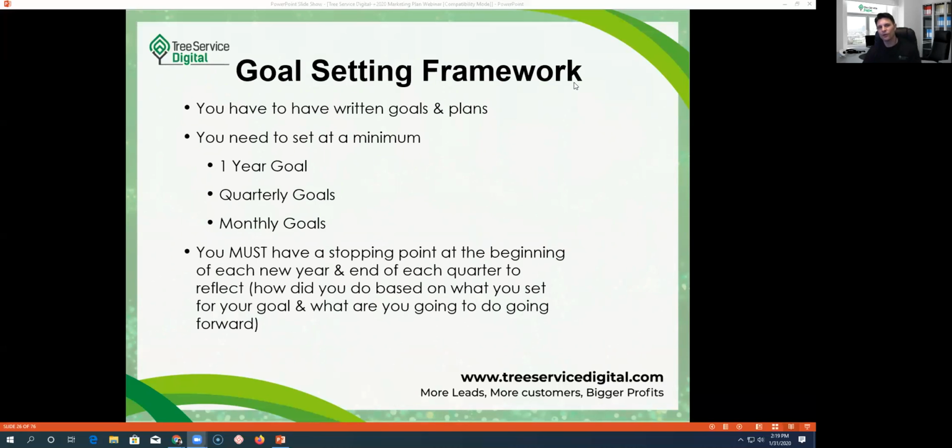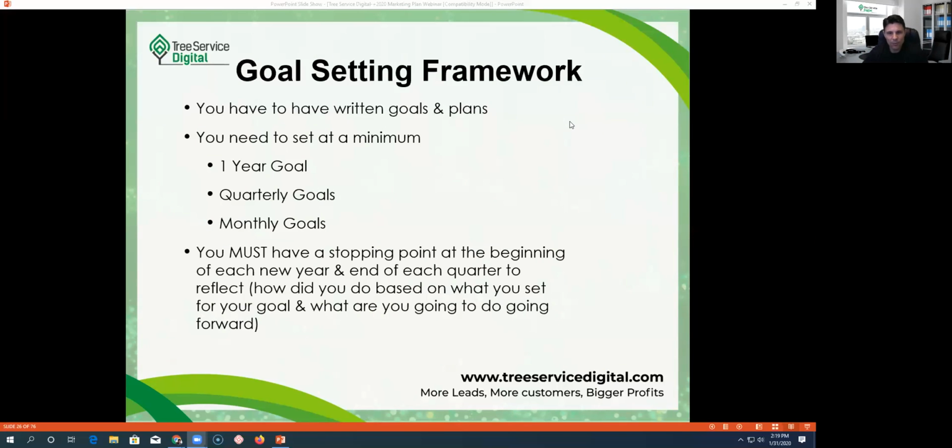So, goal setting framework: you've got to have your written goals and plans. You need to set at a minimum, I would say, a 1-year goal. Where do I want to be in 12 months? That's a 1-year goal. Then a quarterly goal, so that's 3 months. In 3 more months, how much more do I want to be doing monthly? And then you have monthly goals, and you can back those into how many more calls I need, how many more appointments we need to go on, and how many more jobs we need to book.